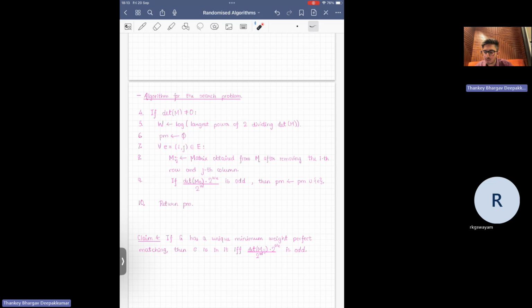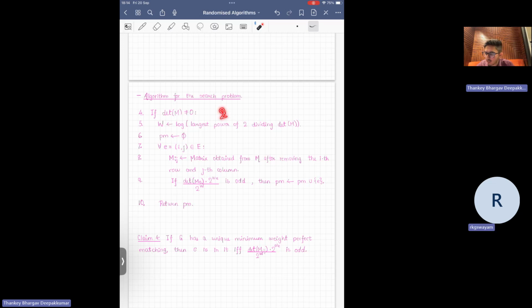Okay, so one way to do this is the following, right? You start with W equals 1 and see if 2 to the W divides determinant of M. If it does, you increase the value of W by 1. So let's say if 2 to the 1, that is 2, divides the determinant of M, then you check if 4 divides determinant of M, 8 divides determinant of M, and so on, right?